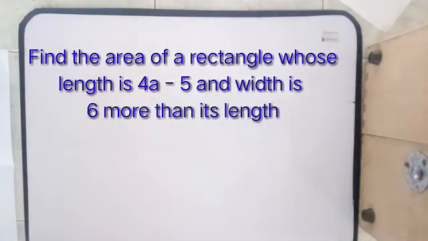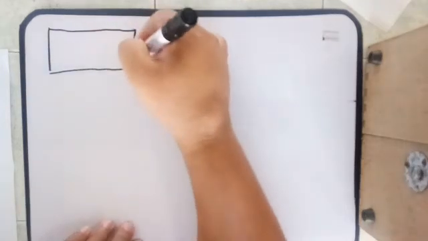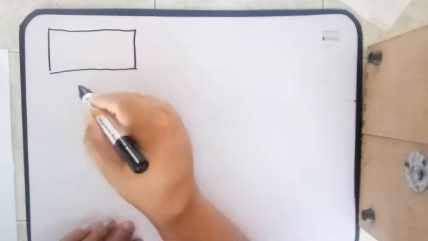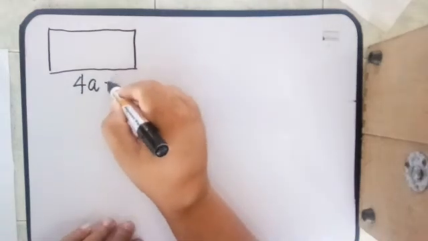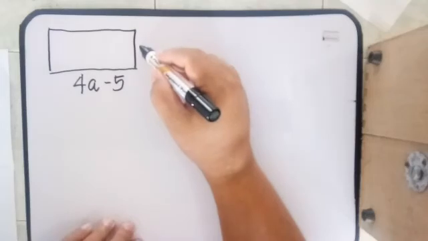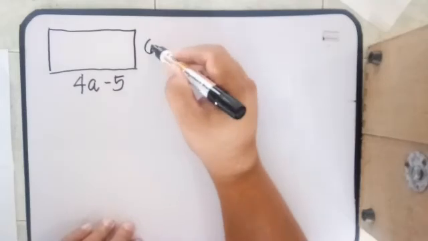Having this third problem, the third problem reads: find the area of a rectangle when the length is 4a minus 5 and the width is 6 more than its length. So again, it is also a rectangle. According to the problem, find the area of the rectangle whose length is 4a minus 5. That will be your length. And your width is 6 more than its length.